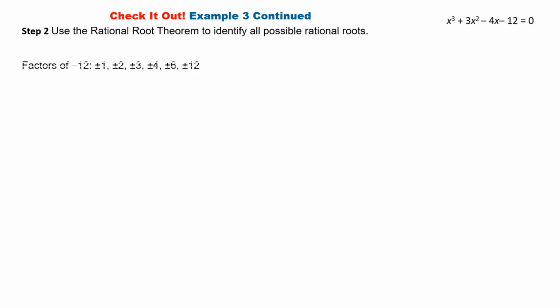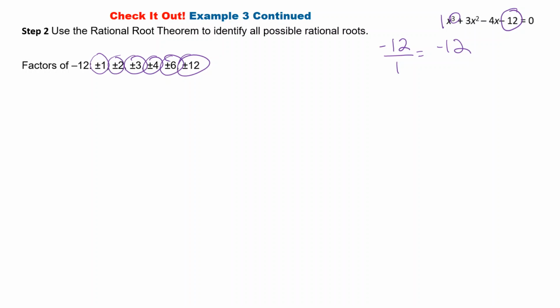All right, so step 2 says to use the rational root theorem to identify all possible rational roots. Remember, the rational root theorem says to take the constant, which is negative 12, and divide it by the coefficient of the leading variable, which is the 1. So we're going to find all the factors of negative 12, and here they are written out for us. We're going to try each of these numbers and see if we can find any that give a 0 remainder.